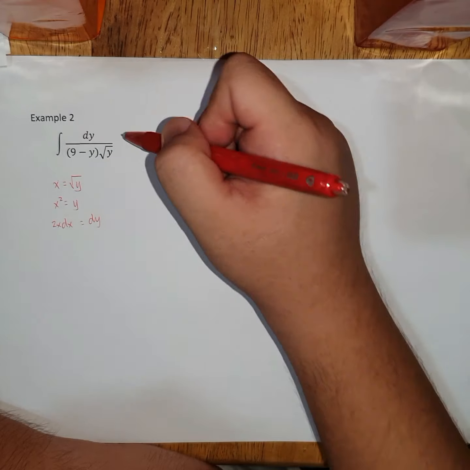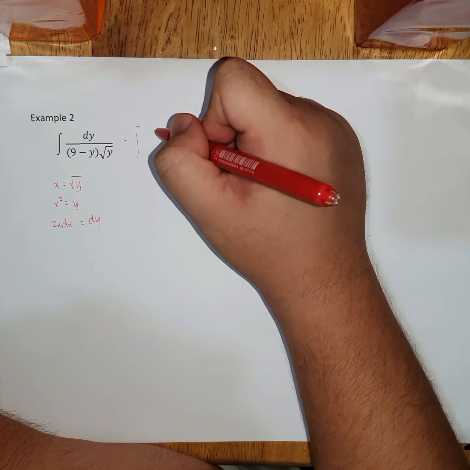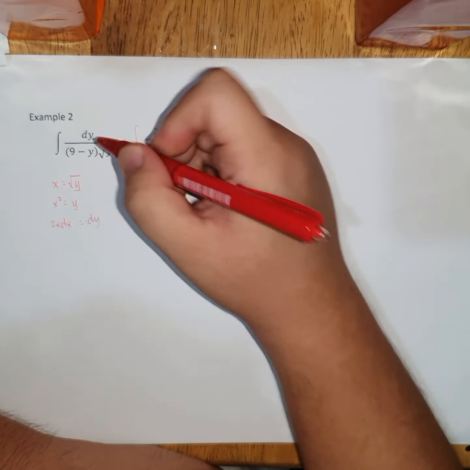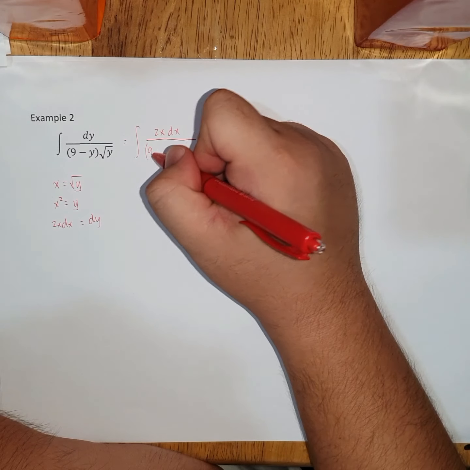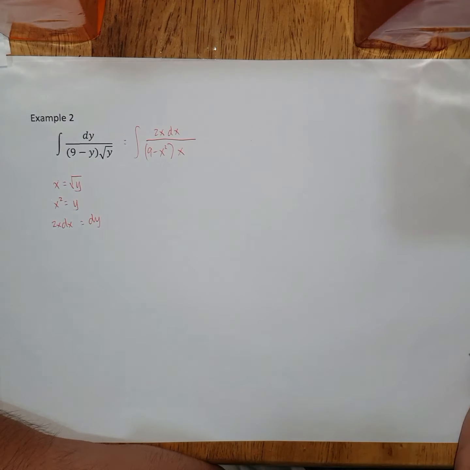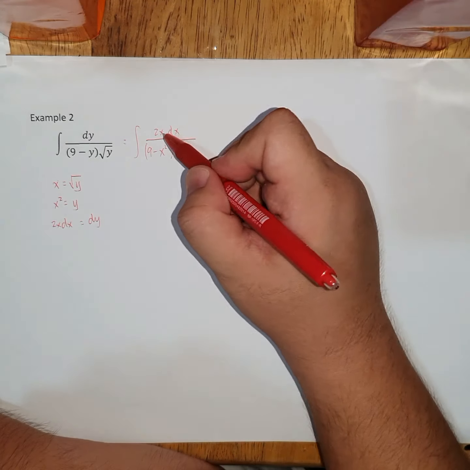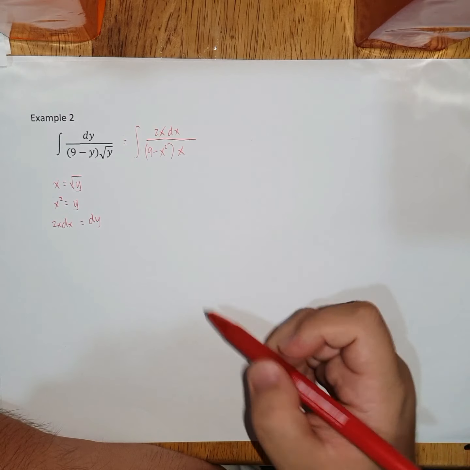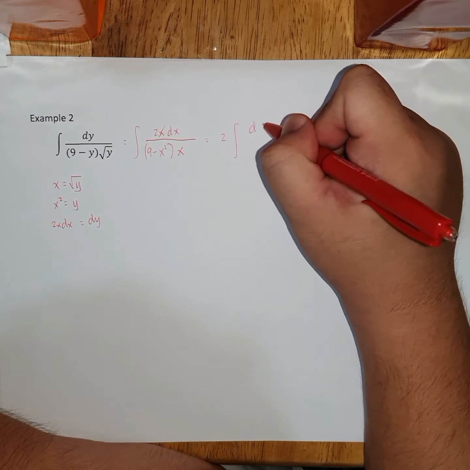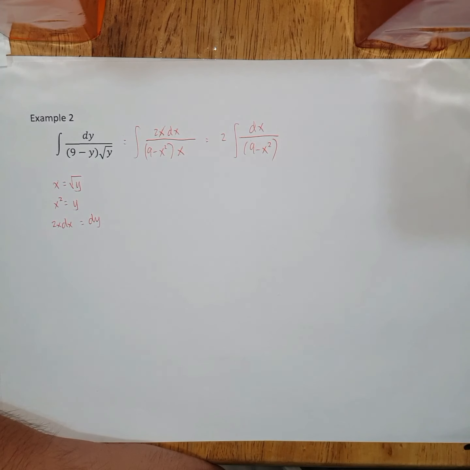Okay? So, pwede natin substitute siya dito. So, ito, magiging yung dy natin will be 2x dx all over 9 minus y. Yung y natin is x squared. So, 9 minus x squared times square root of y ay x. Okay. So, ito, medyo mas madali na yung form niya. So, merong x dito. So, pwede natin cancel out. Yung constant, pwede natin labas. So, we have 2 dx all over 9 minus x squared.